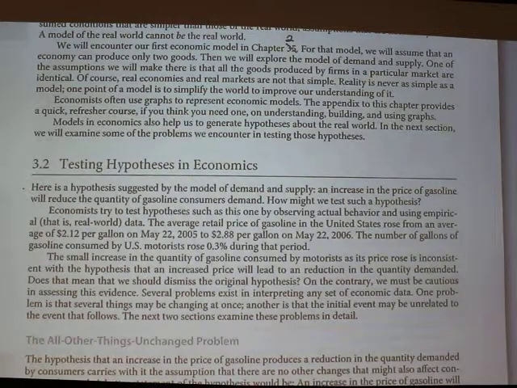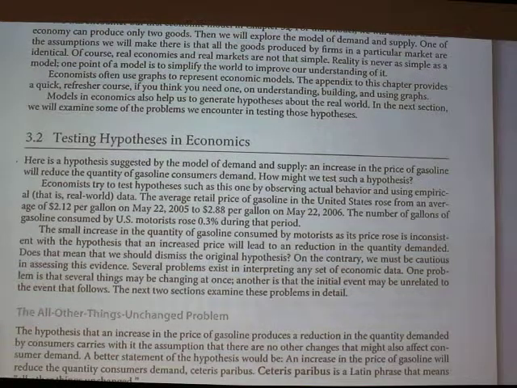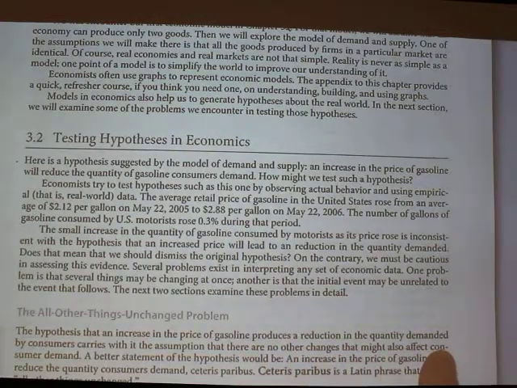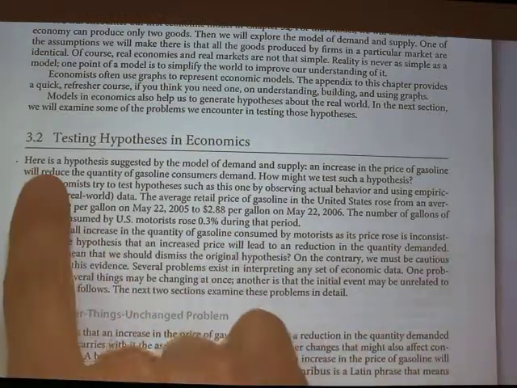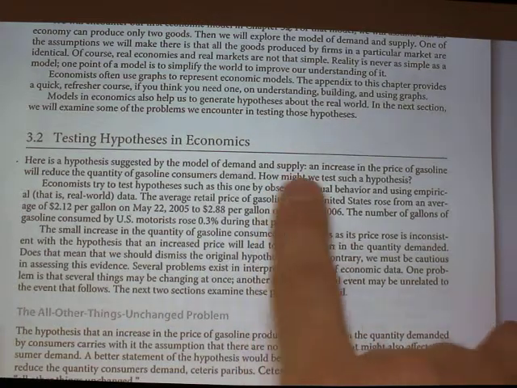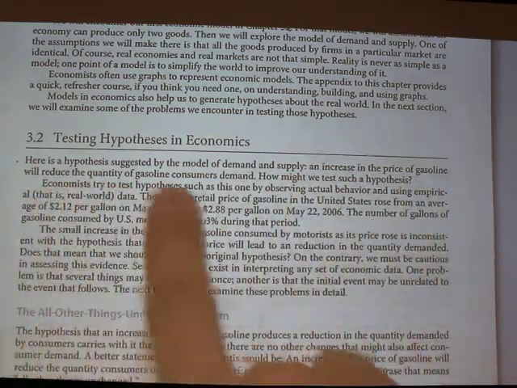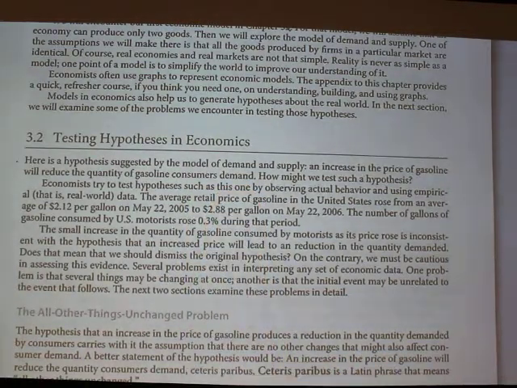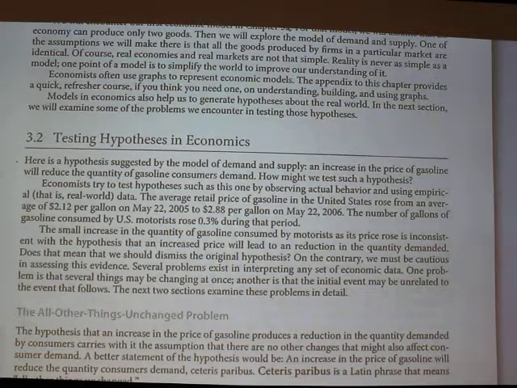So there are some problems, however, that we must keep in mind when interpreting the results of statistical analysis. For example, the hypothesis that an increase in the price of gasoline produces a reduction in quantity demanded. Okay, let me go back. So here is the hypothesis suggested by the model of supply and demand. I mentioned models generate hypotheses. An increase in the price of gasoline will reduce the quantity of gasoline that consumers demand. Makes sense, right? If the price of gasoline goes up, people are going to buy less gasoline. Yeah? Well, let's collect some data and see if that's true.